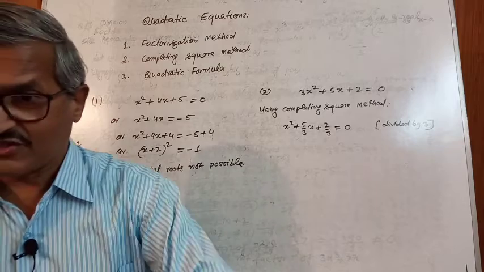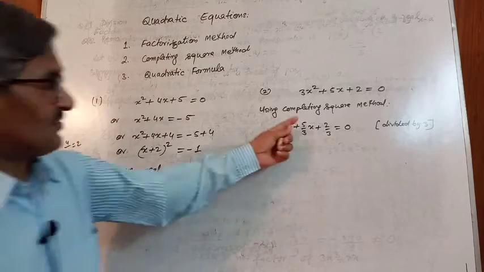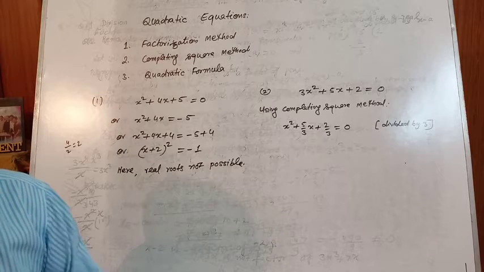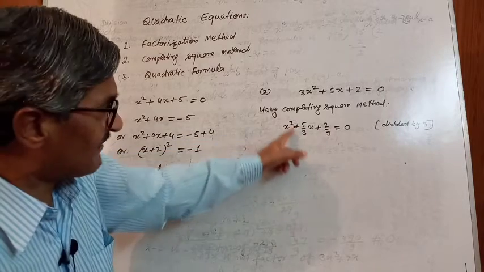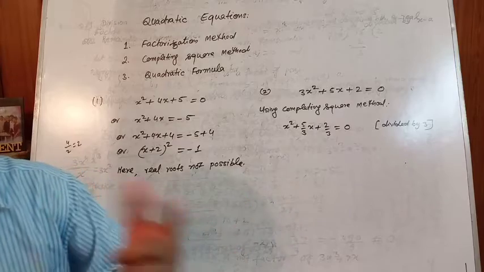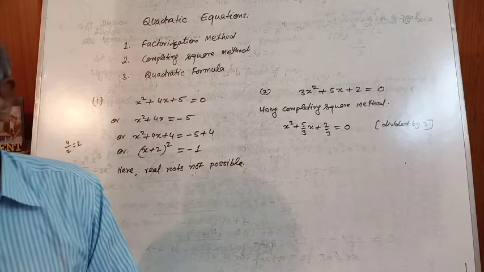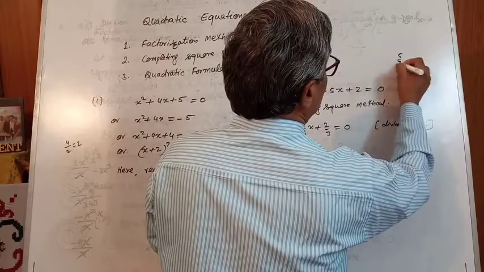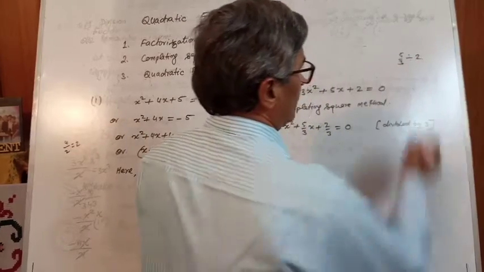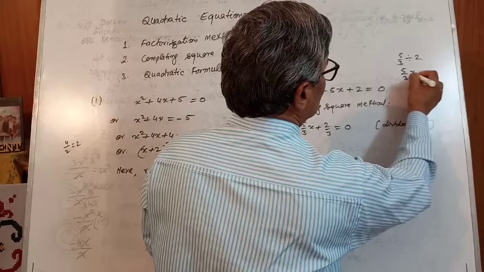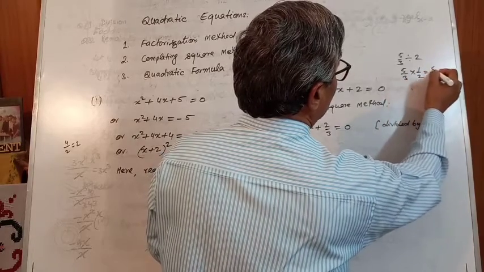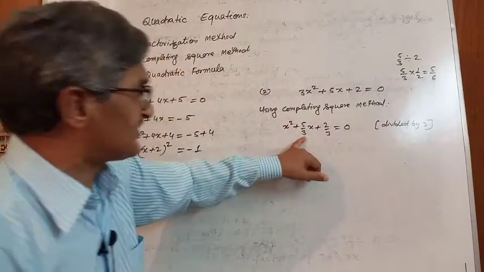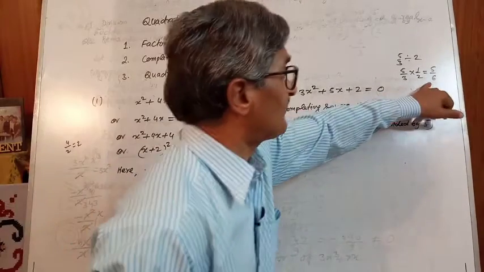Now divide 5 by 3 by 2. What will we get? 5 by 6. If you divide 5 by 3 by 2, that means 5 by 3 into 1 by 2, we are going to get 5 by 6. If we divide the coefficient of x by 2, then we get 5 by 6.